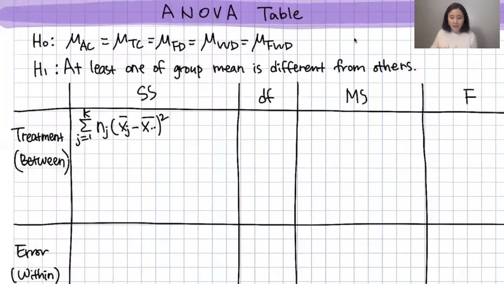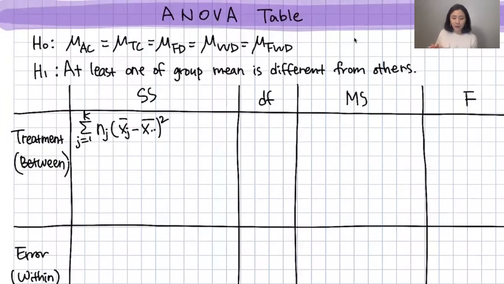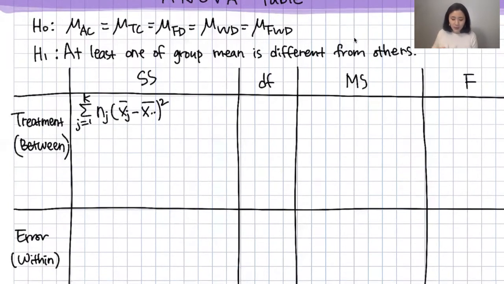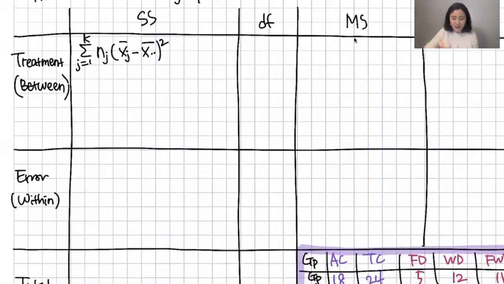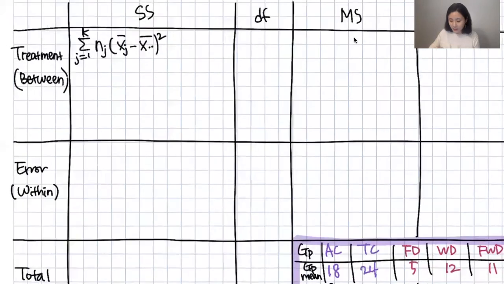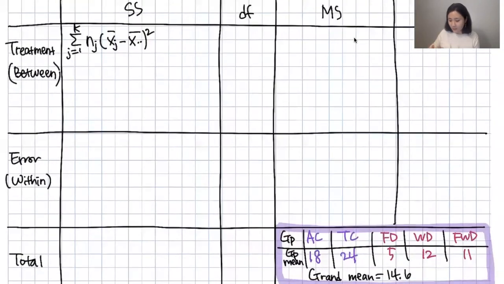My null hypothesis is that all group means are equal. My alternative hypothesis is that at least one of the group means is different from the others. The sum of squares treatment formula is this one, and I copied the group means and grand mean at the bottom here. There are 5 subjects in each group.